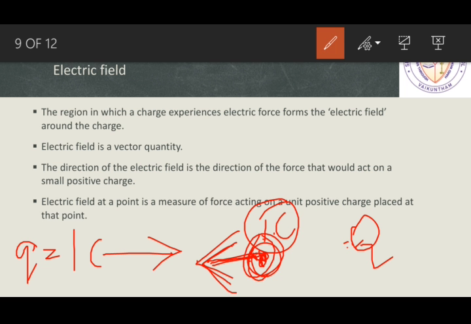If you come closer, the electric field will be still larger. Here it is less. As you go nearer and nearer, you will experience more force. That means more field. So here, if we calculate the force experienced by this 1 coulomb of charge, that will give you the value of electric field at this position. Similarly here, at this point. So let us take A, B and C.